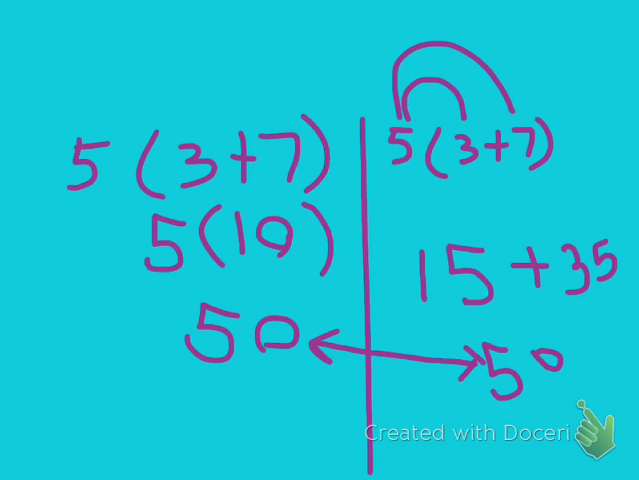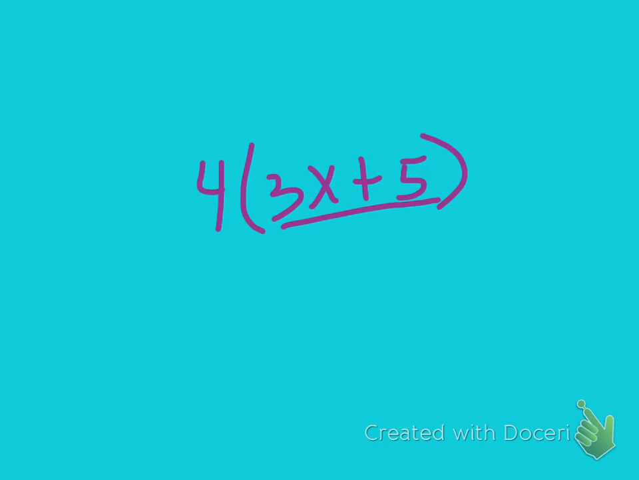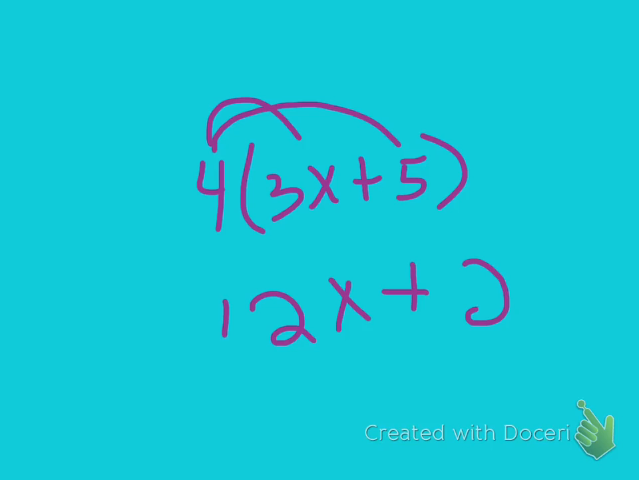But with problems like this next one, 4 times the quantity 3x plus 5, I can't use order of operations because these are not like terms, and 3x plus 5 we can't figure out. But we can use the distributive property because you can multiply anything. So 4 times 3x is 12x, and then 4 times 5 is 20. That's okay.